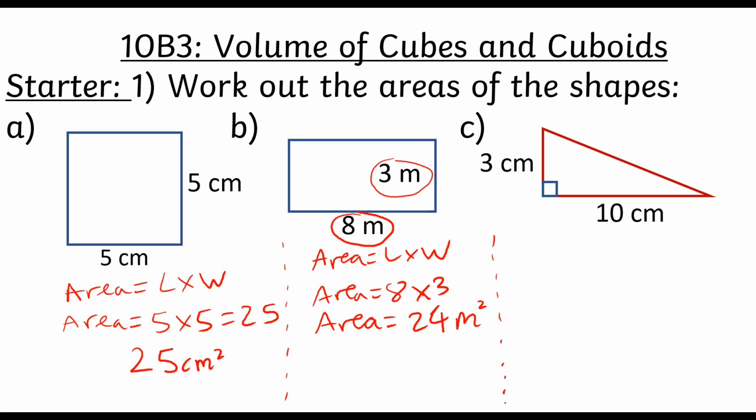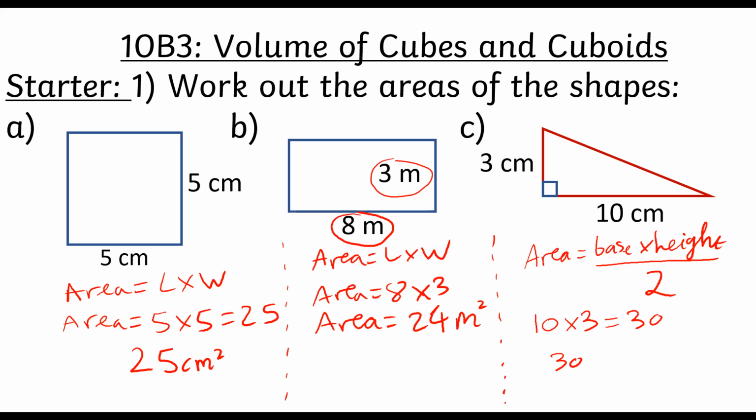Finally, we need to work out the area of the triangle. Now, the area of a triangle is simply base times height over 2. So you work out the base and the height, you multiply them, and then you halve your answer. So I'll just do it in steps. The base of the triangle is 10, the height is 3, so we are going to do 10 times 3, which is 30, and then we're going to halve that. Now, half of 30 is 15. So our final answer there for the area is 15 centimeters squared.